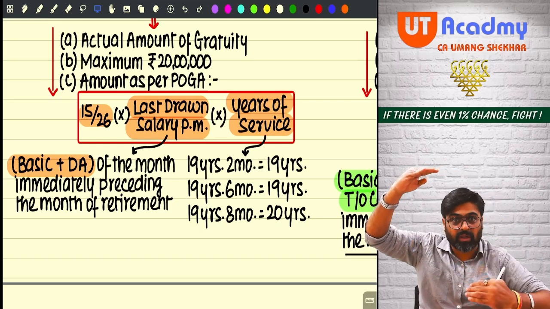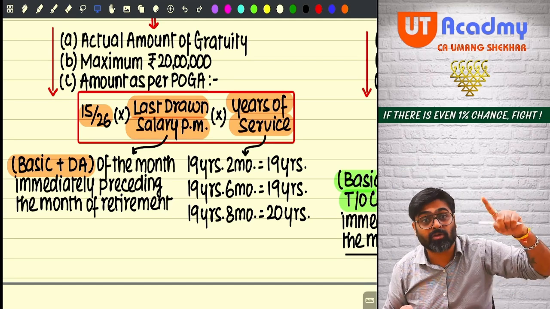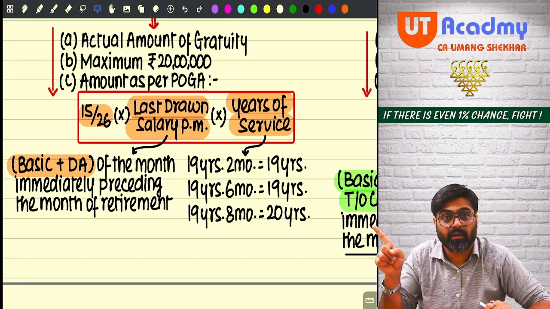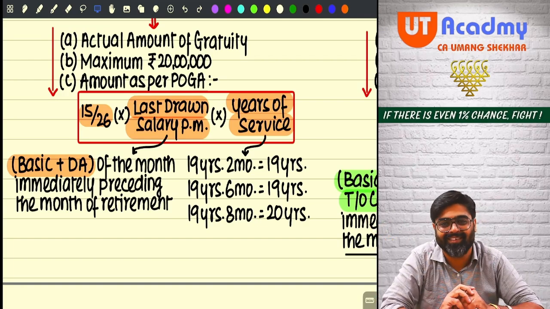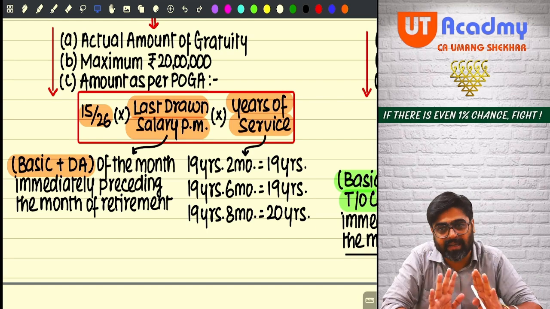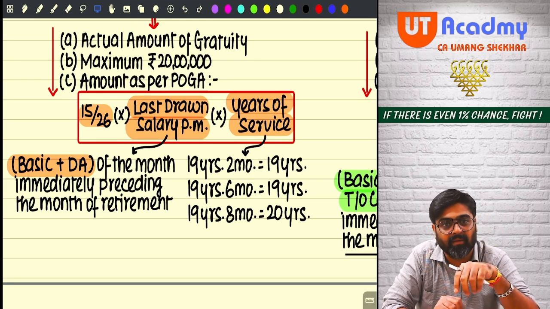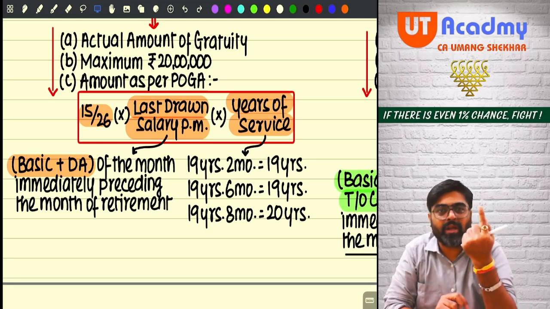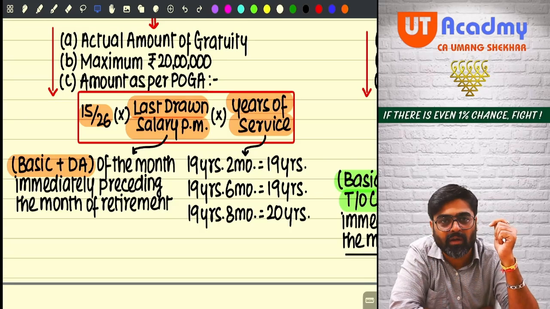How many years of service has the employee given? For all the years of service, each year of service, he should get 15 days salary. And that 15 days salary should be the last drawn salary. Understanding? Now 15 days salary based on the last drawn salary means that the last drawn salary should be divided by 30. Then you will get 1 day salary and multiplied by 15. Then you will get 15 days salary, no?